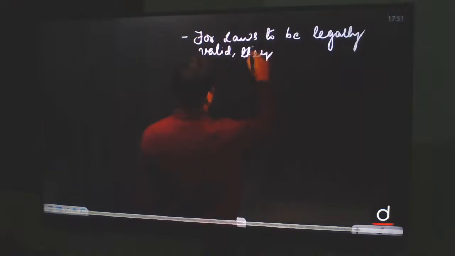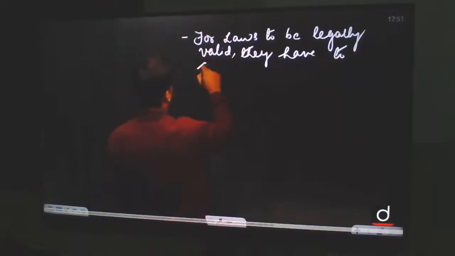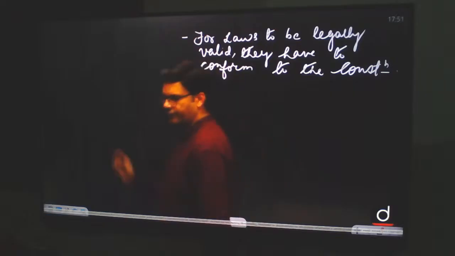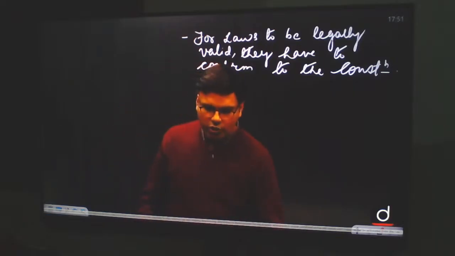Okay. So what I said while we ended the discussion was that for laws to be legally valid, they have to conform to the Constitution. So they should conform to the Constitution of India.